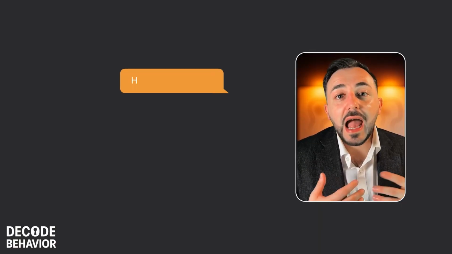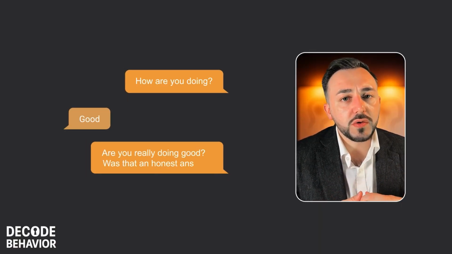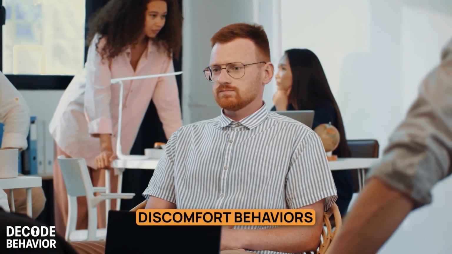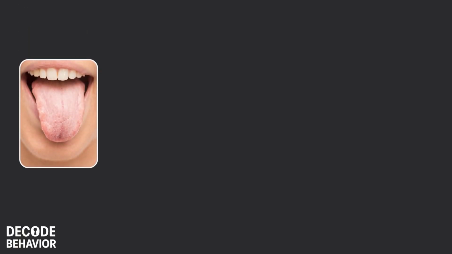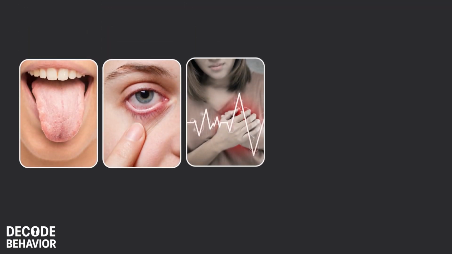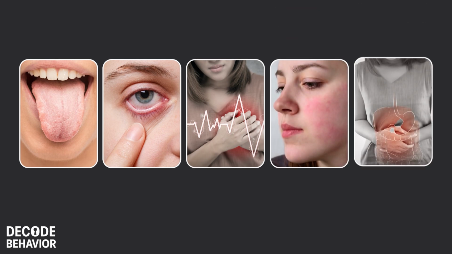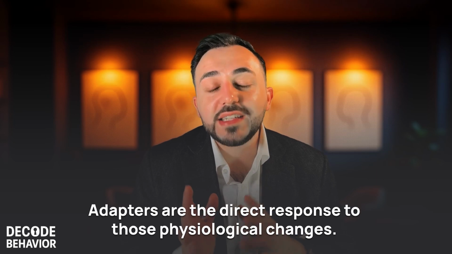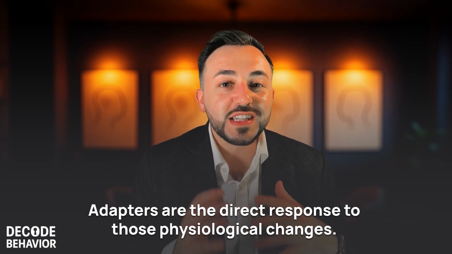Even if I just said, "How are you doing?" and you said, "Good," and I go, "Are you really doing good? Was that an honest answer?" Now I might start seeing discomfort behaviors already just because I've put pressure onto you. So even a low stakes lie can become a higher stakes lie when we pick it apart. And when we go into a higher stakes lie, those physiological reactions like drying of the mouth, drying of the eyes, heart rate increase, flushing of the skin, digestive system shutting down, start to make our body feel a certain way, and adapters are the direct response to those physiological changes.